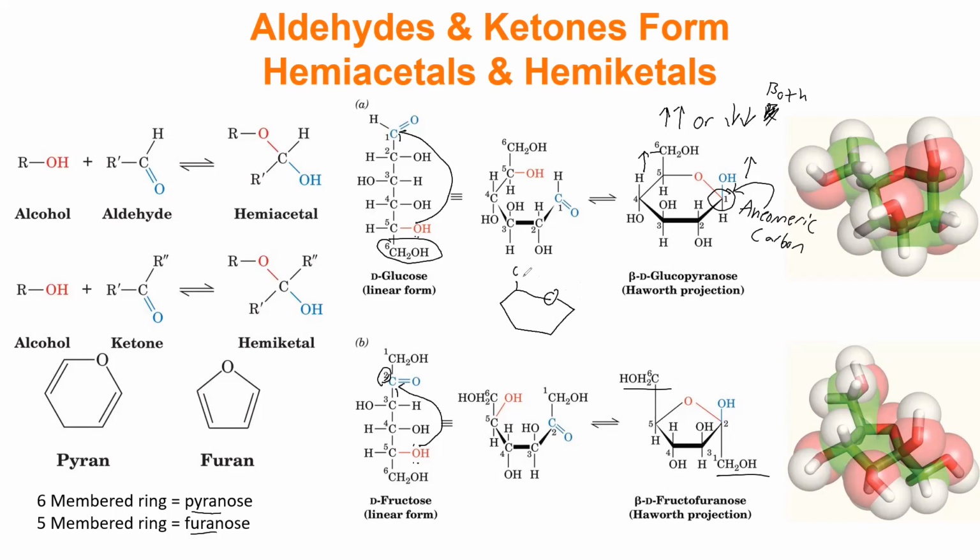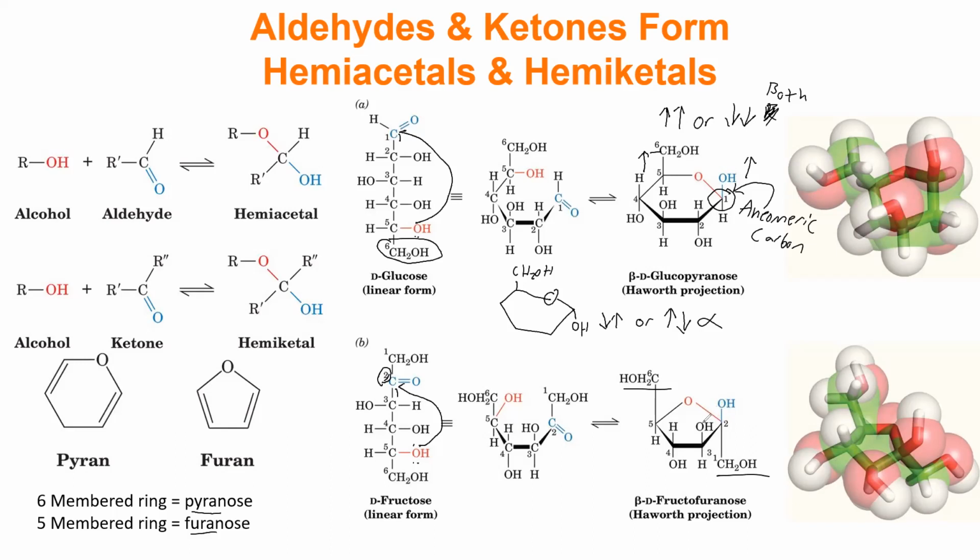So if our CH2OH was pointing up, but on the carbonyl carbon, our OH was pointing down, we call that an alpha sugar. Right? So what you're looking to determine if a sugar is alpha or beta, look at the position of the OH from the carbonyl carbon, compare that with carbon 6.